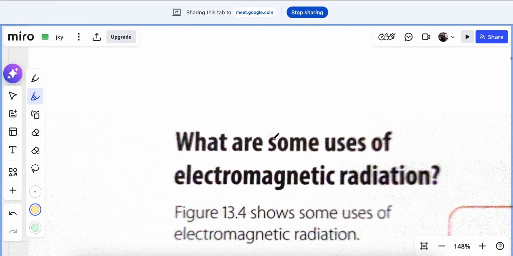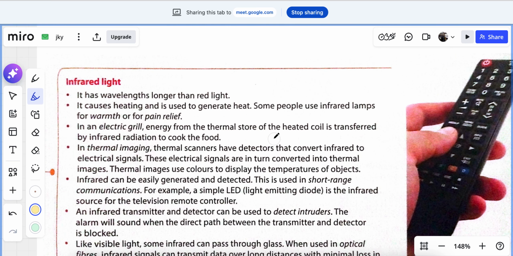Okay, now let's move on quickly. So we know what it is. Now we say it causes heat and is used to generate heat. So people use infrared lamps for warmth. They use it to warm their environment, and also they sometimes use it for pain relief. And we use it in remote control.